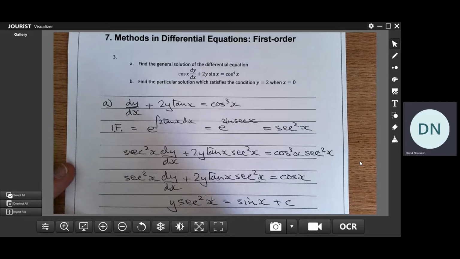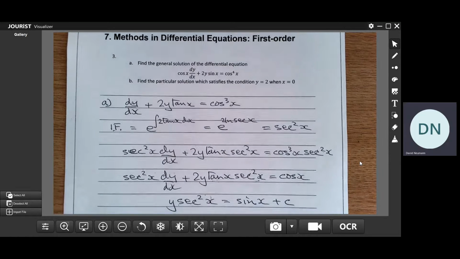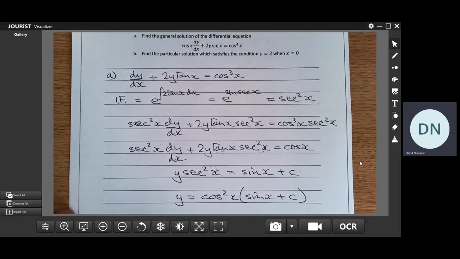So then let's just have one last step. y is equal to, if we divide through by sec squared x, that's the same as multiplying through by cos x. So we get cos squared x sin x plus c. So there's our general solution to that differential equation.